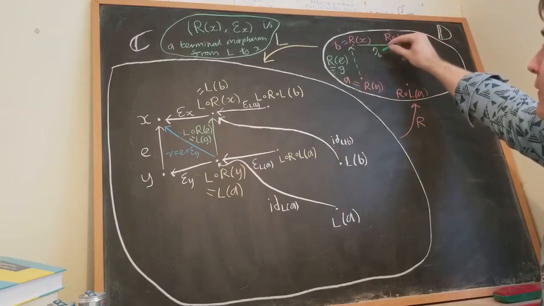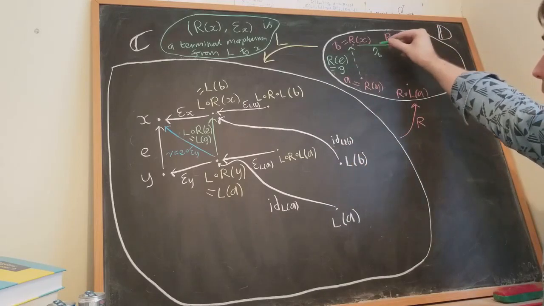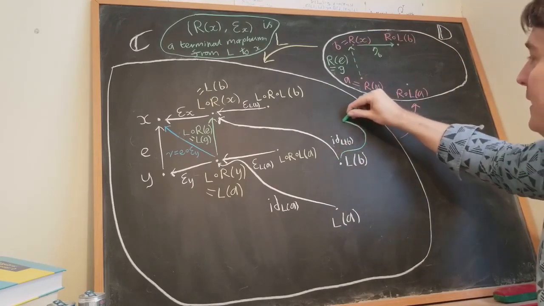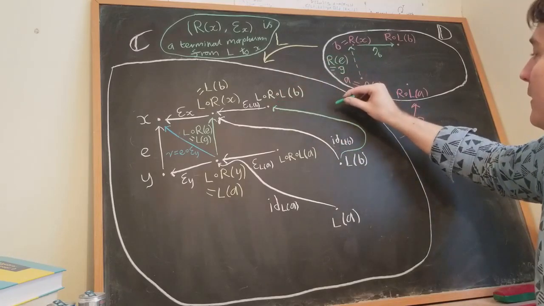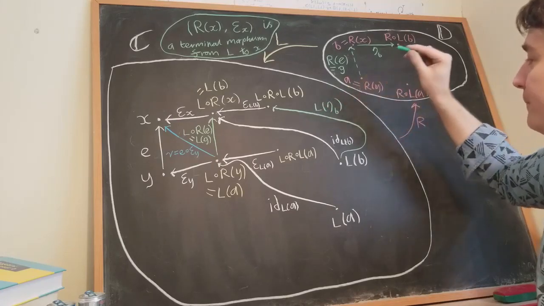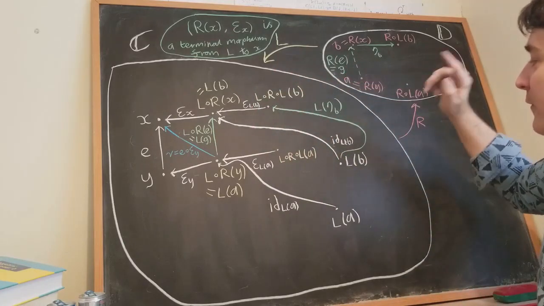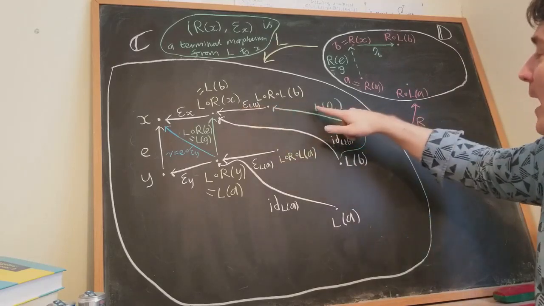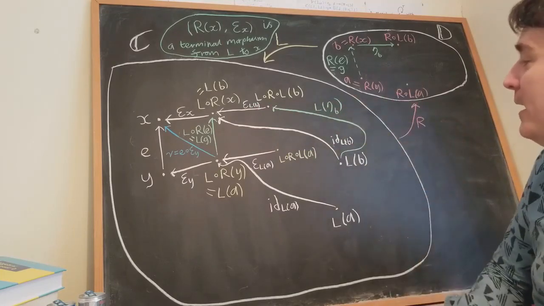Okay, so what's the image of this eta under this functor L? Well, the image of this arrow eta here, this unique one, has to go from L of B to L after R after L of B. So here's the image of this arrow eta. Okay, and then this has to make this triangle commute, in the sense that ID L of B is going to be epsilon L of B after L of eta of B.